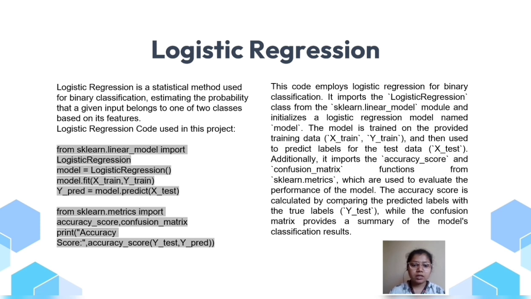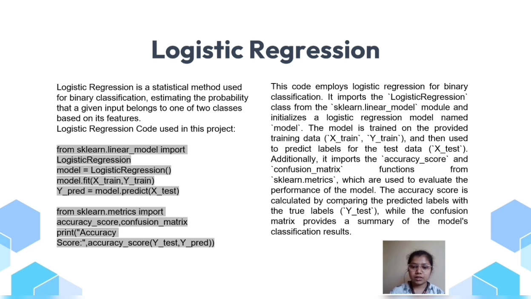In summary, this code snippet, which is provided in our project, demonstrates how a logistic regression model is trained on a given dataset, makes predictions using the trained model, and evaluates its performance using accuracy score and confusion matrix.